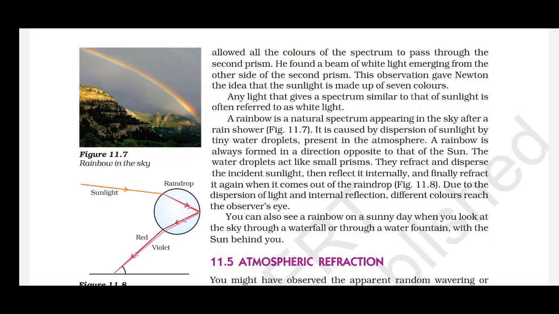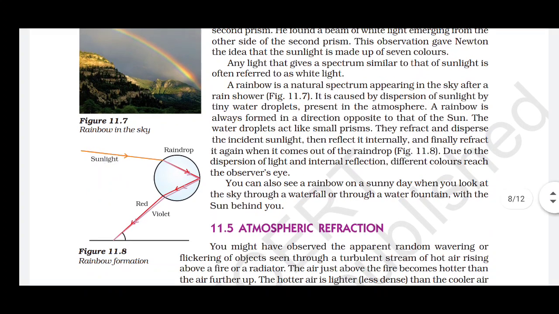They will refract and disperse the incident sunlight, then reflect it internally and finally refract it again when it comes out of the raindrop. Due to the dispersion of light and internal reflection, different colors reach the observer's eye. So we can see a rainbow on a sunny day when we look at the sky through a waterfall or through a water fountain.